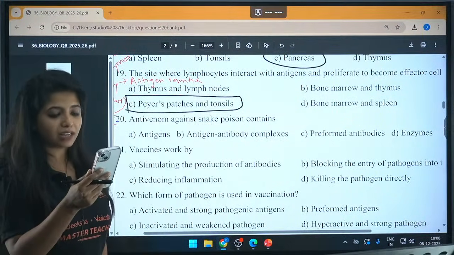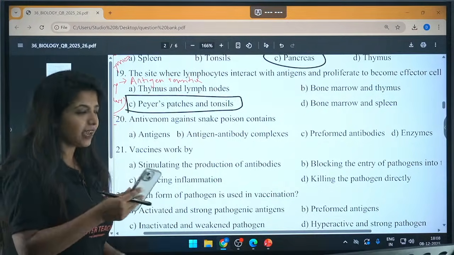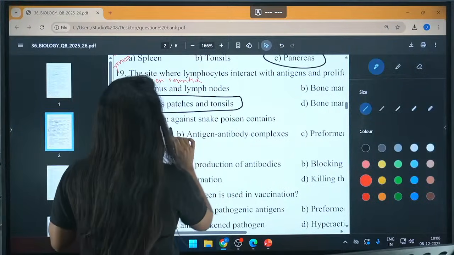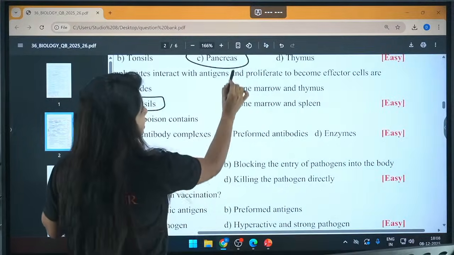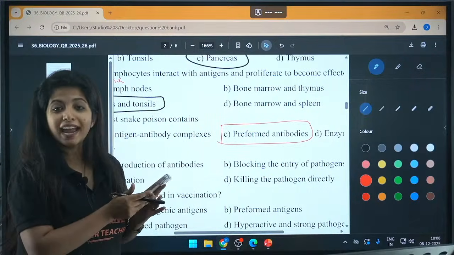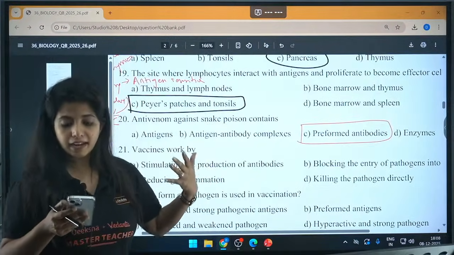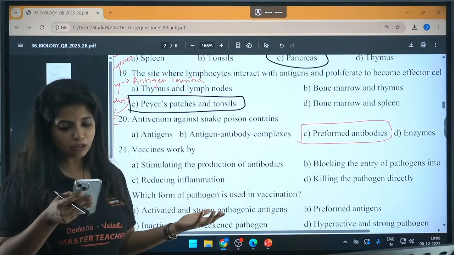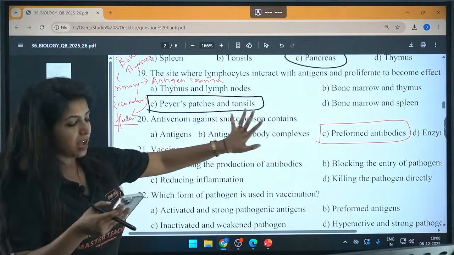Yes, Mansi, you are correct. Rukmani, you are also correct. Putta, let's see. Okay, it's okay, it happens sometimes. So the answer for this question is preformed antibodies. C is your answer. Always remember, antitoxin, anti-venom, everything will be containing the preformed antibodies. Vidya also correct. Super correct. Awesome. So for question 20, the answer is C.